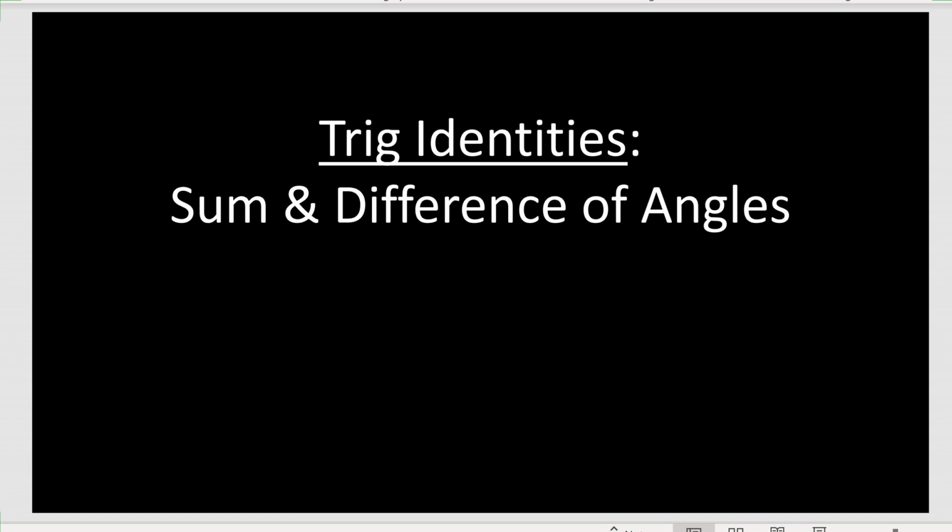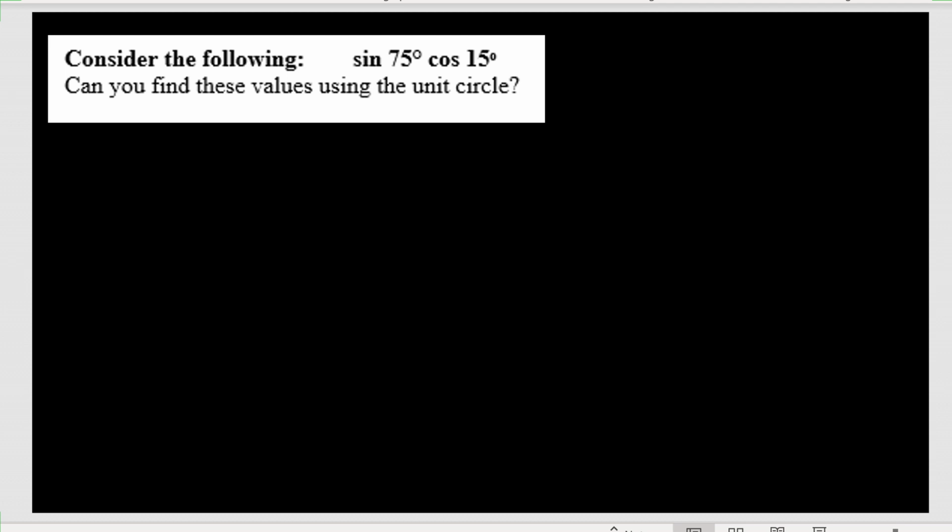All right, we are back with more trig identities. Today we're going to discuss the sum and difference of angle trig identities. And we're going to start by comparing what we know about the unit circle to some given angles. So sine of 75 degrees and cosine of 15 degrees.